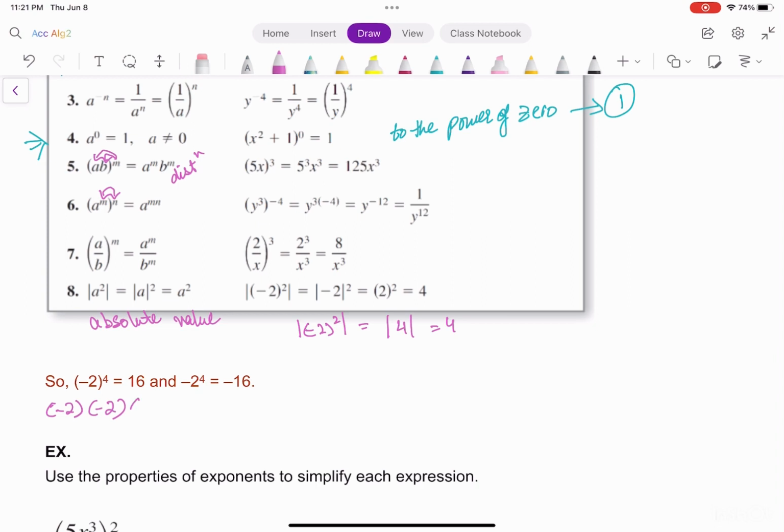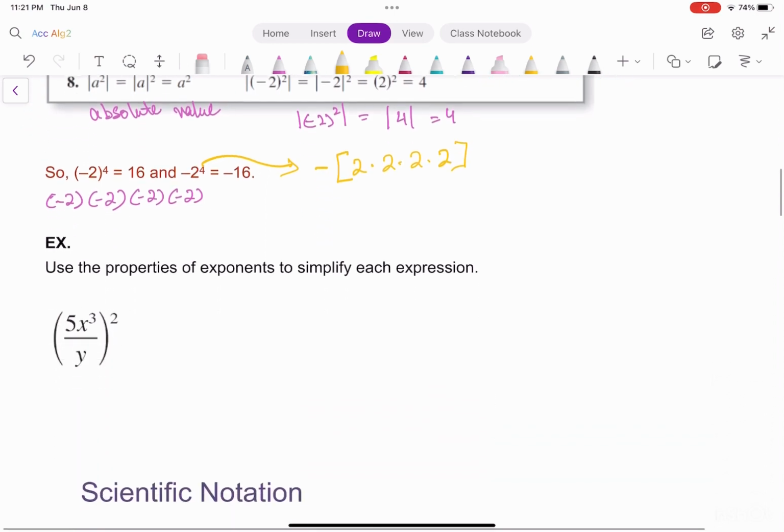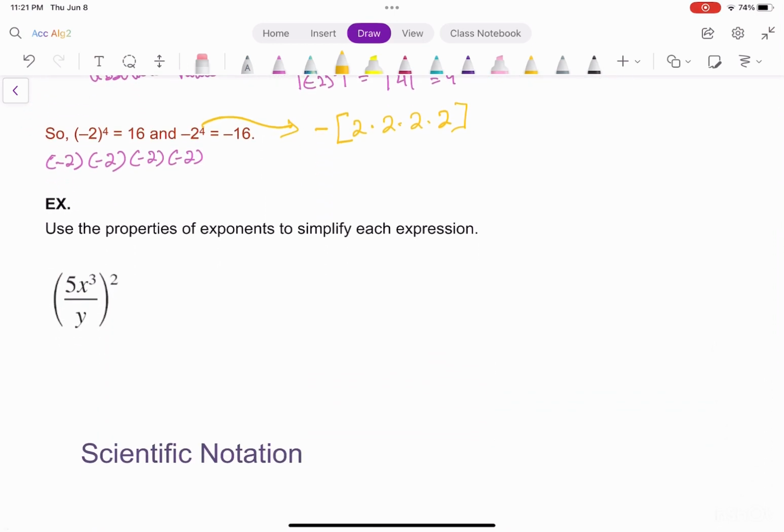Now let's try to solve it. When they say negative 2 to the power of 4, we are multiplying them 4 times. Now this is different, because the negative is outside, it is not in the bracket. So you are calculating 2 to the power of 4 first, and whatever the answer is, that is combined with a negative. So be careful with these.